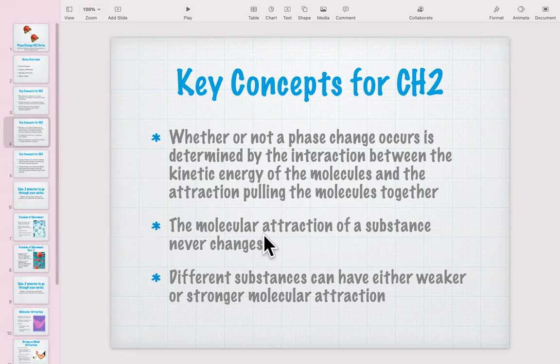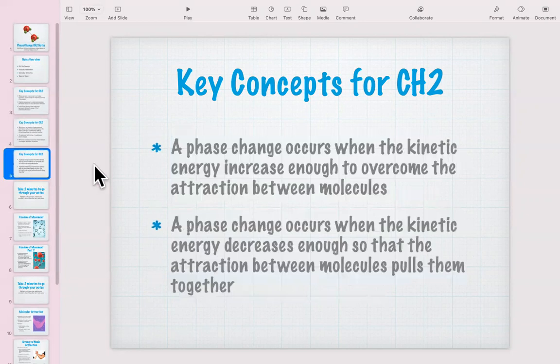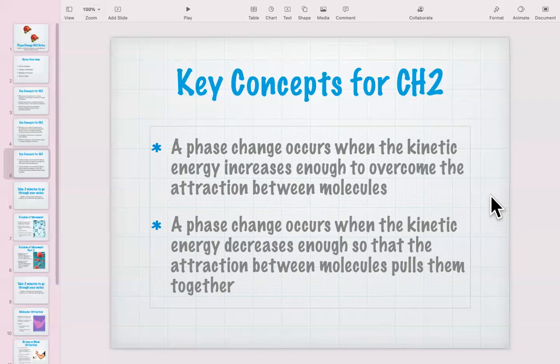So here we go. The molecular attraction of a substance never changes. And different substances can have either weaker or stronger molecular attractions. And then the last 2: a phase change occurs when the kinetic energy increases enough to overcome the attraction between molecules. And a phase change occurs when the kinetic energy decreases enough so that the attraction between molecules pulls them together. So we're going to go over this, but keep this in mind.